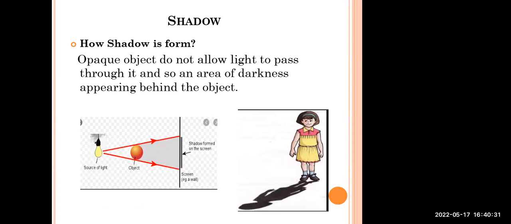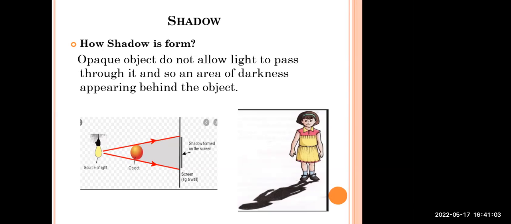So we have seen the three materials. First is transparent material, through which light passes completely, and we can see the object on the other side. The second is opaque material. Because of the opaque material, we are able to form a shadow. So how can a shadow be formed? Opaque objects do not allow light to pass through them, right?